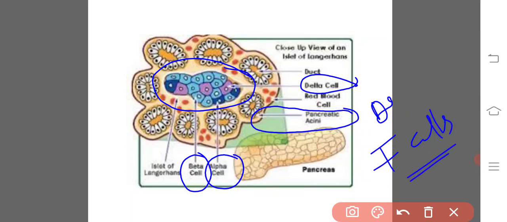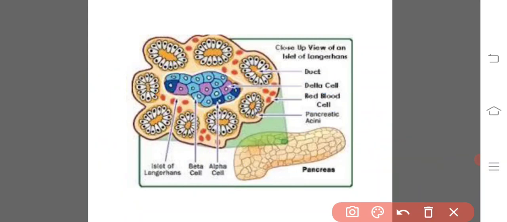There are 4 kinds of cells present within the islets of Langerhans, namely alpha cells, beta cells, delta cells, and the F cells. These 4 kinds of cells secrete 4 different kinds of hormones. If you observe the contribution of each cell, the alpha cells are about 15 to 20%.